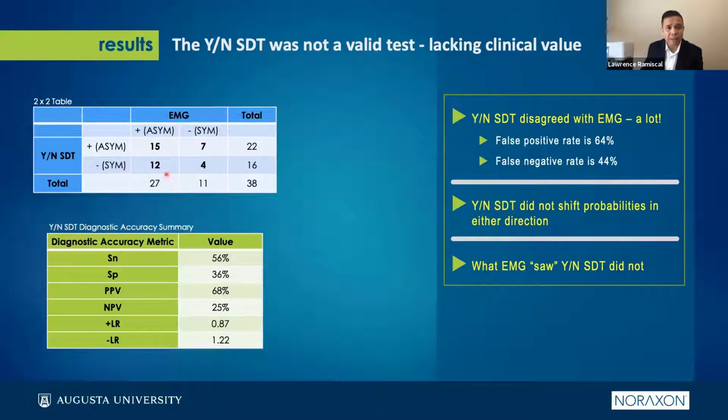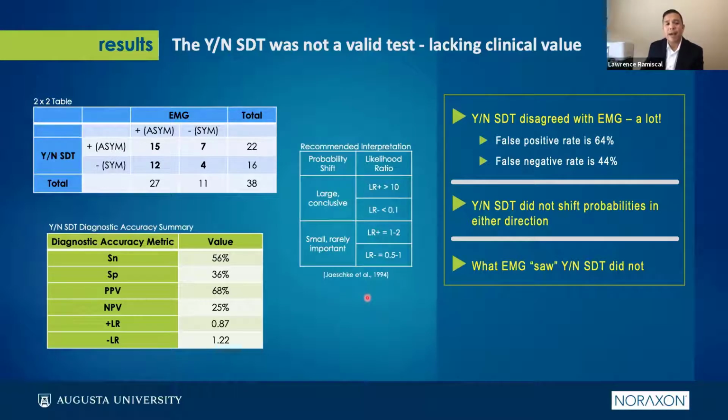False positive, where's the false positive? Right here. And the false negative rate is 44% right here. And also the YNSDT did not shift the probabilities in either direction. What I mean by that, according to Jeschke and his colleagues, the recommended interpretation for probability shift is this.